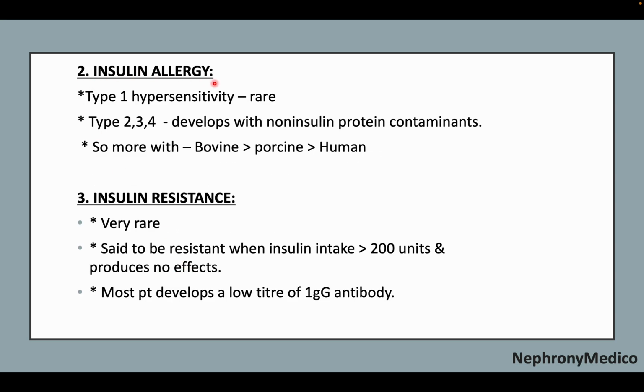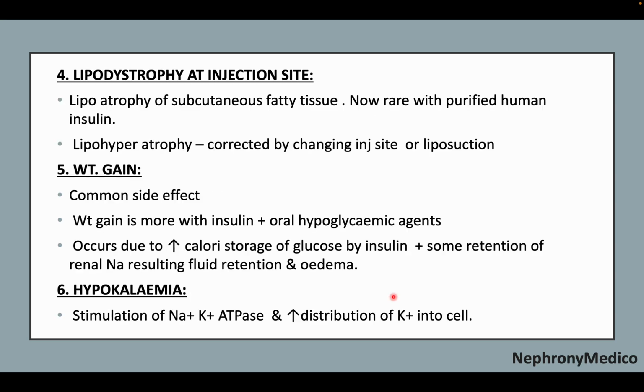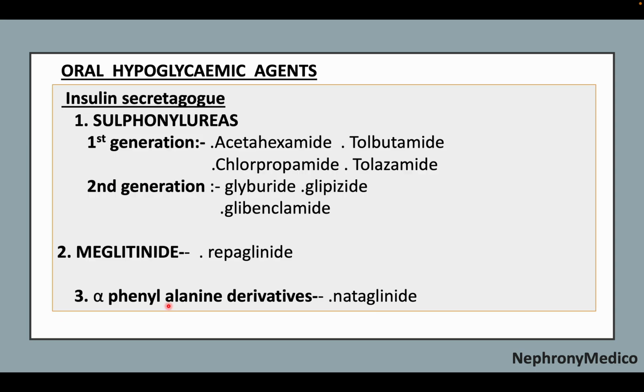If insulin allergy is seen, then type 1 hypersensitivity is rare, and types 2, 3, 4 develop with the non-insulin protein contaminants. Insulin resistance is very rare and is said to be present when insulin intake is more than 200 units and produces no effects. Most patients develop a low titer of IgG antibody. Lipodystrophy at the injection site may be seen. Weight gain is a common side effect, and hypokalemia may be seen.